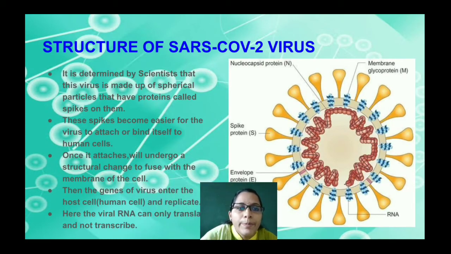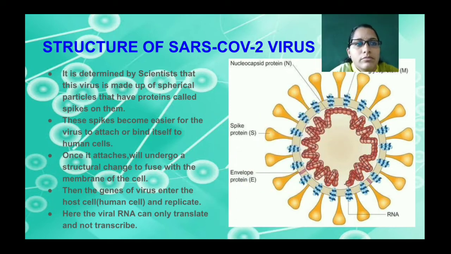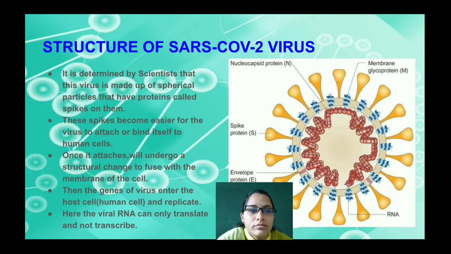So let's see the structure of the SARS-CoV-2 virus as per the scientific studies. You can see the structure here, that it has a lot of spikes, which help it attach to the receptor of the host cell. There is a spike protein, and there is an envelope protein. You can see inside there is a circle, and the nucleocapsid protein which is present inside, in a twisted form. There is also a membrane glycoprotein.